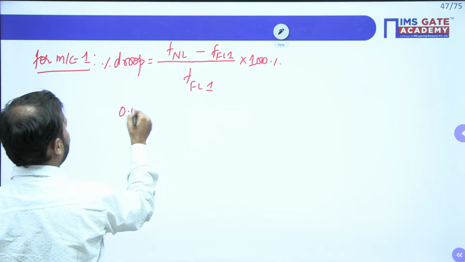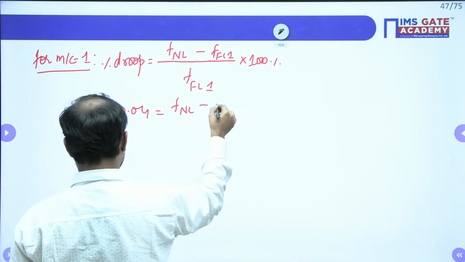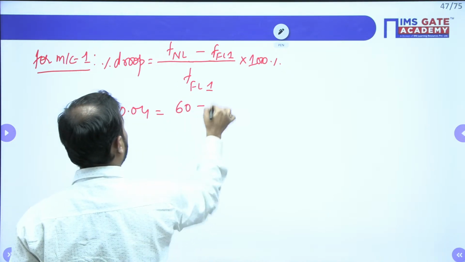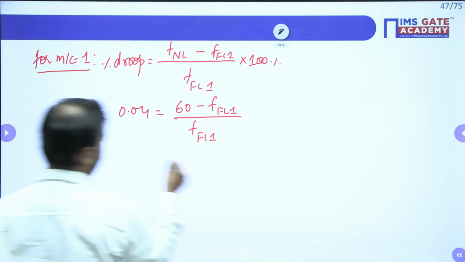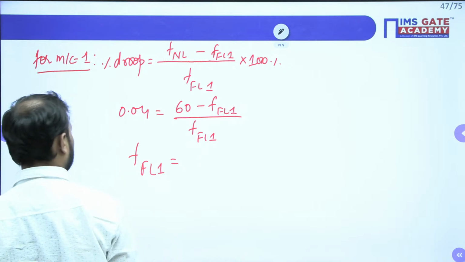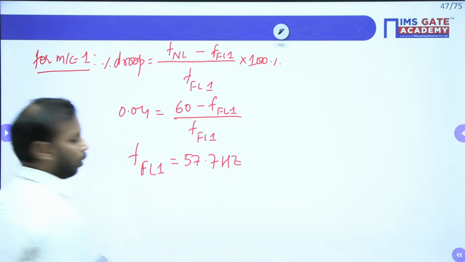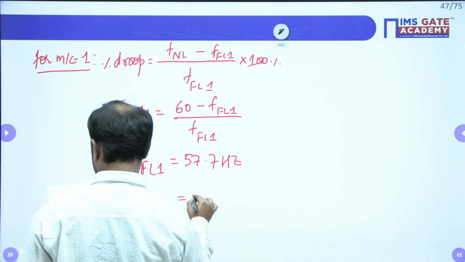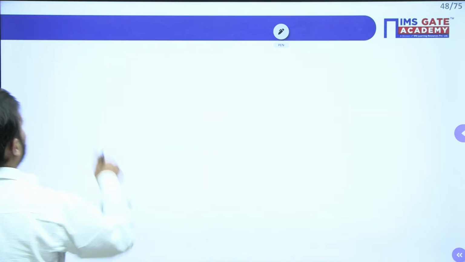Now for machine 1, this is given as 4%. So 0.04 is equal to FNL, no load given in the question as 60, minus F full load 1, divided by F full load 1. So from here you will get FL1 equal to, let me write it directly, 57.7 Hertz. And the full load power for machine 1 is given as 500 megawatt. Done.